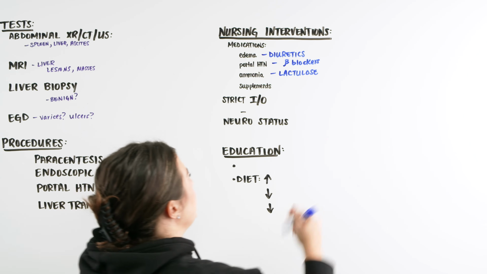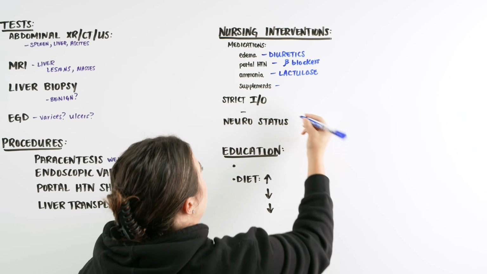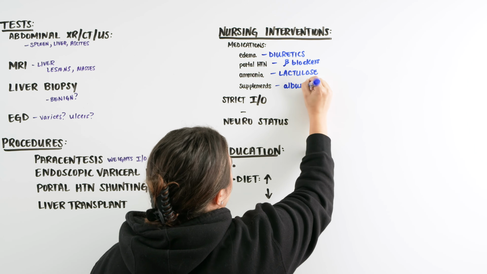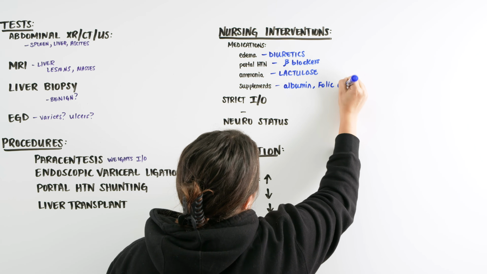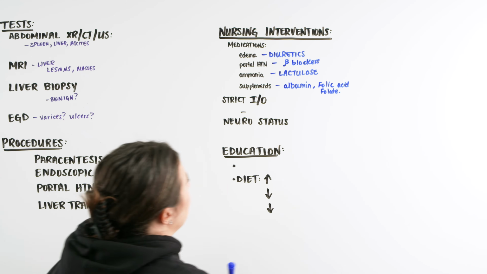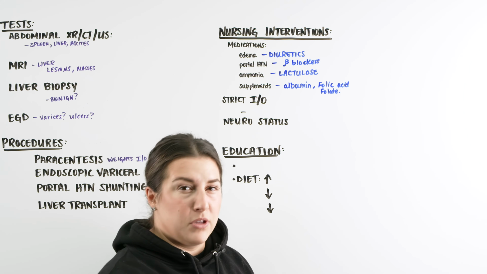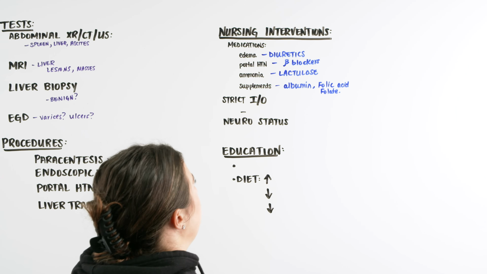So we also want to think about some supplements or anything else that is lacking for these patients. So we usually give them some albumin or folic acid, folate, if you will. And you want to start thinking about those supplements that are going to help them as well. And there's a lot of other interventions. It's really case by case, but these are generally the same things or very similar to the things that we're going to be giving our patient.